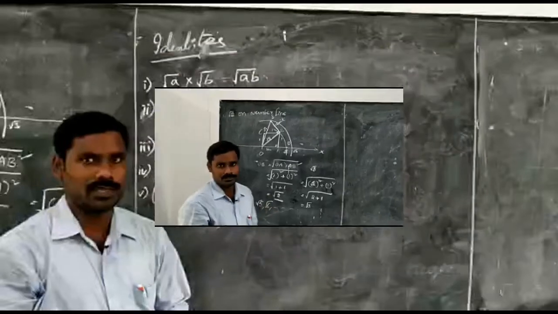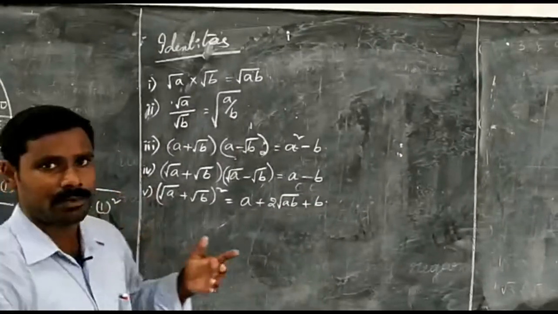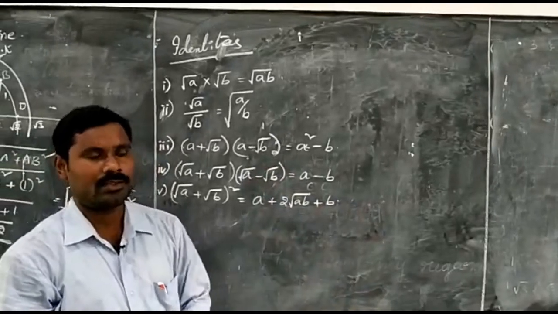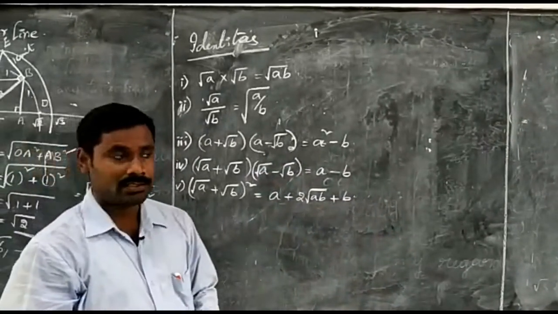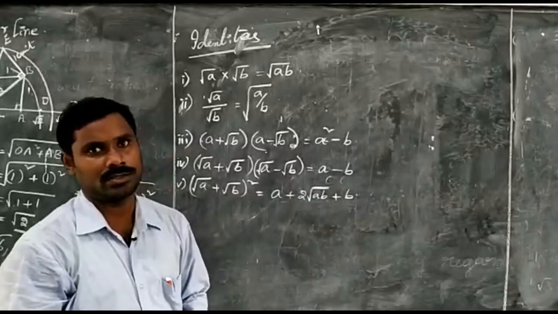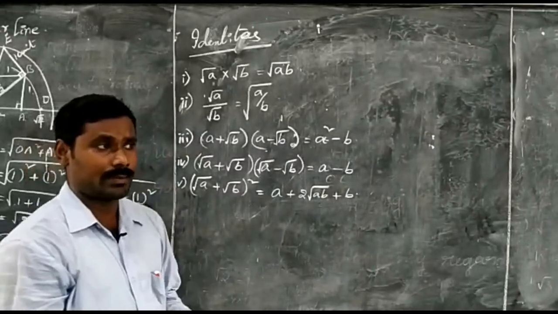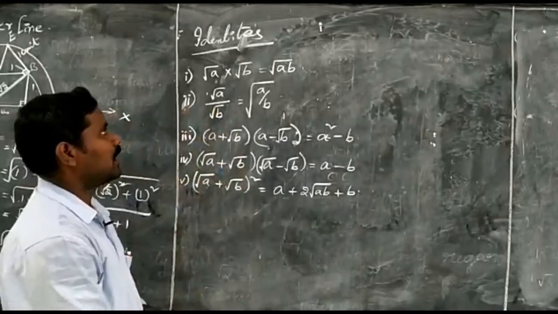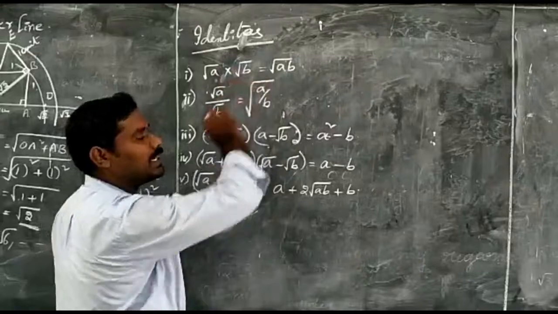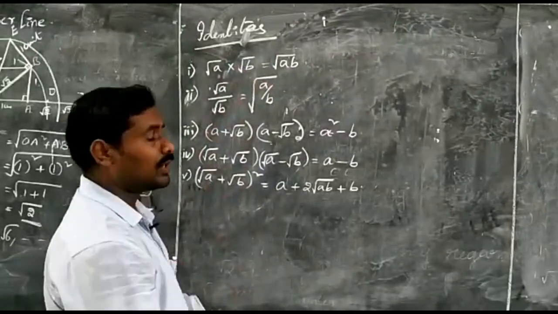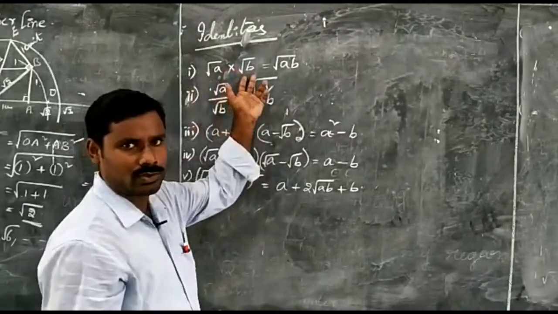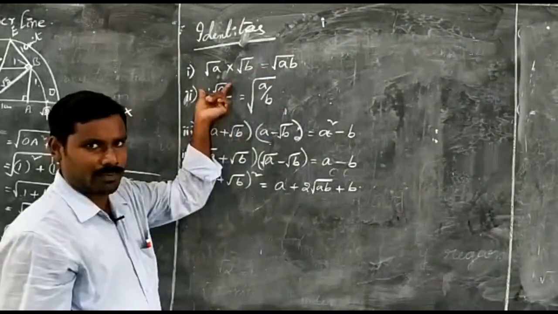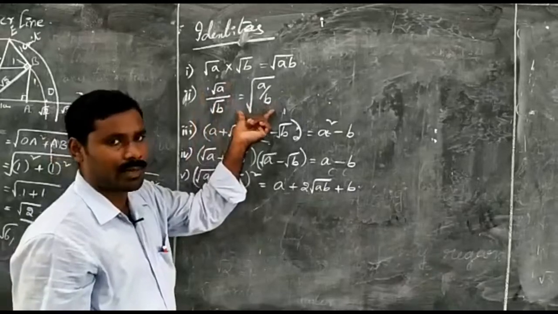Okay. We have completed the irrational number definition, number line, and two irrational numbers between any two irrational or any two rational numbers. Now we are going to examine whether the given numbers are irrational or not. To examine, we have to use some identities or formulas. Root A into root B is equal to root AB. And also root A by root B is equal to root of A by B.